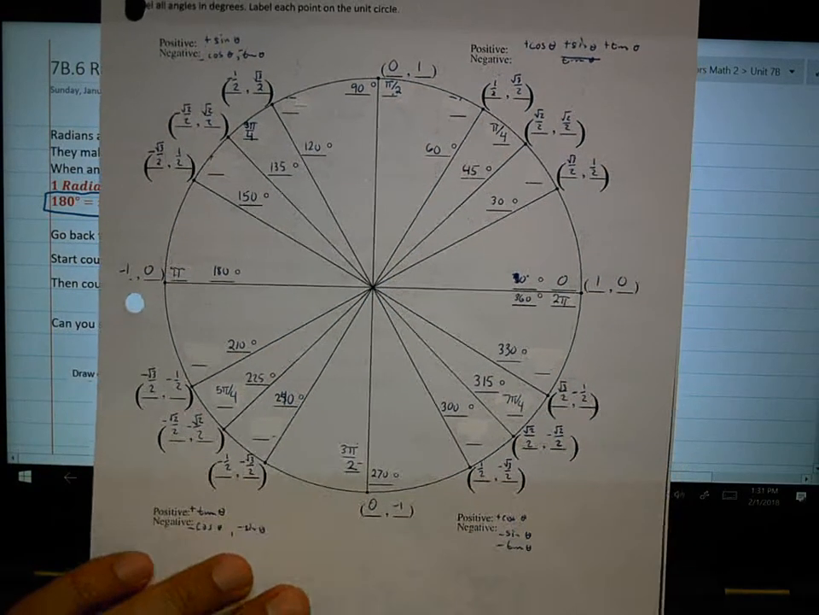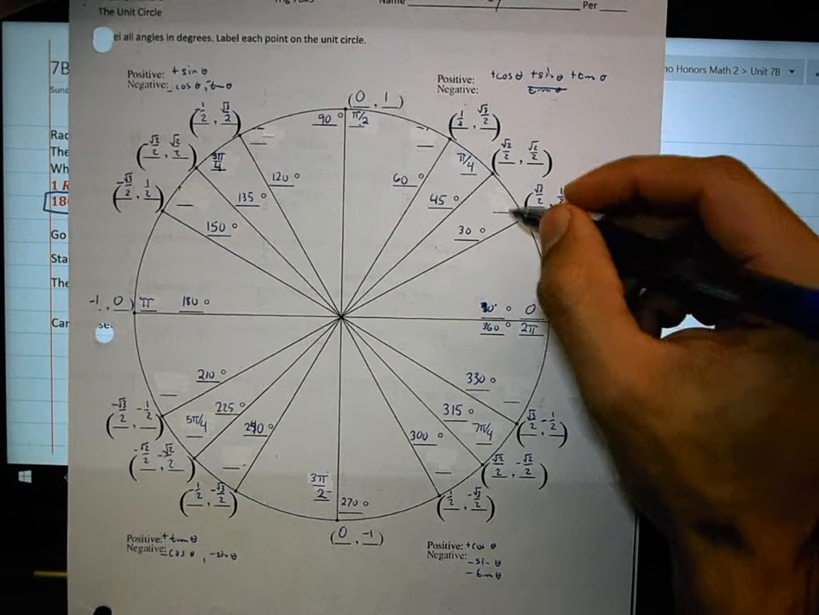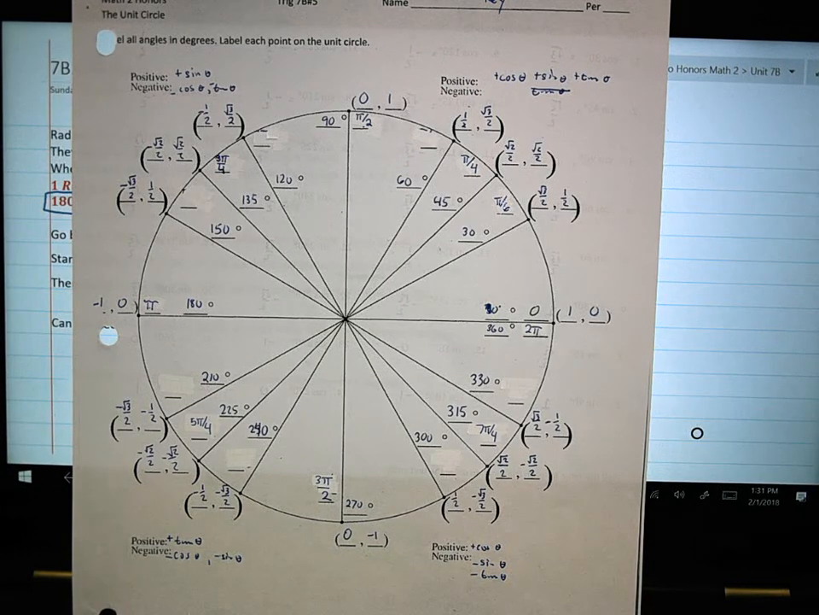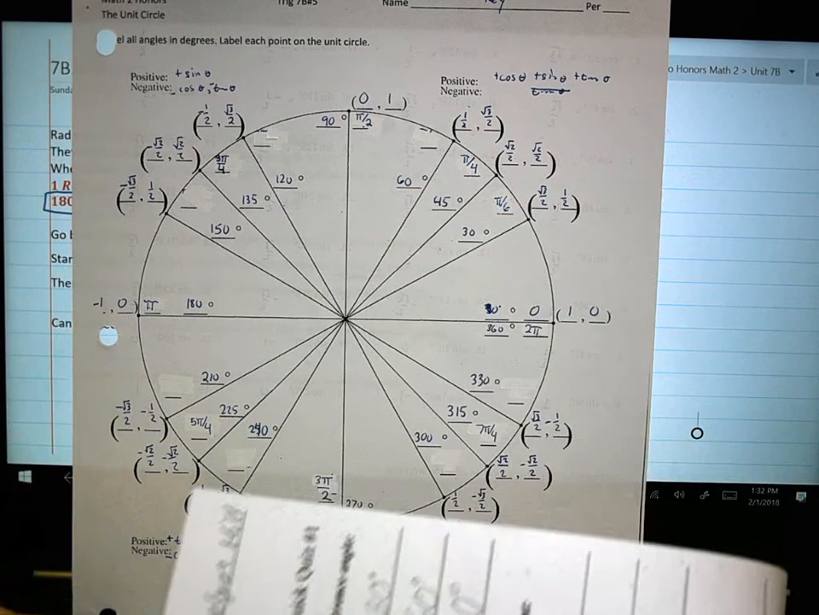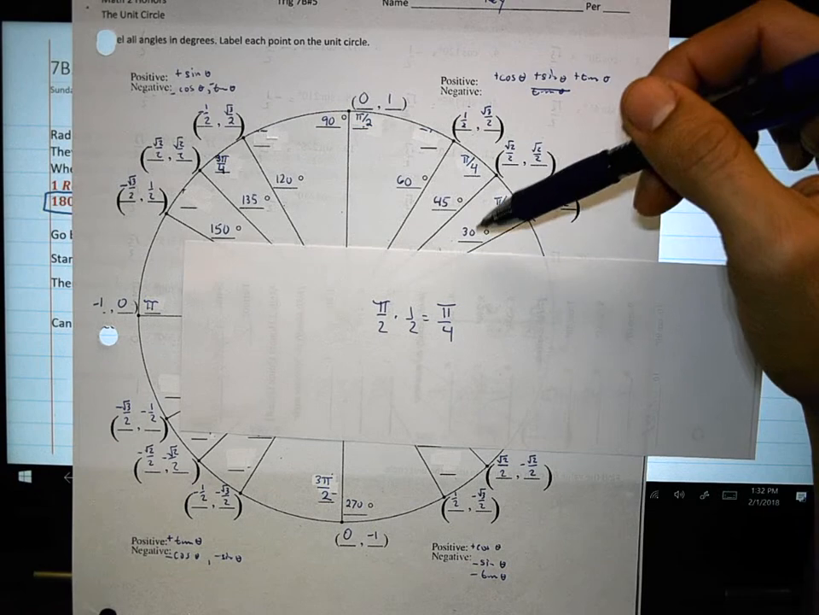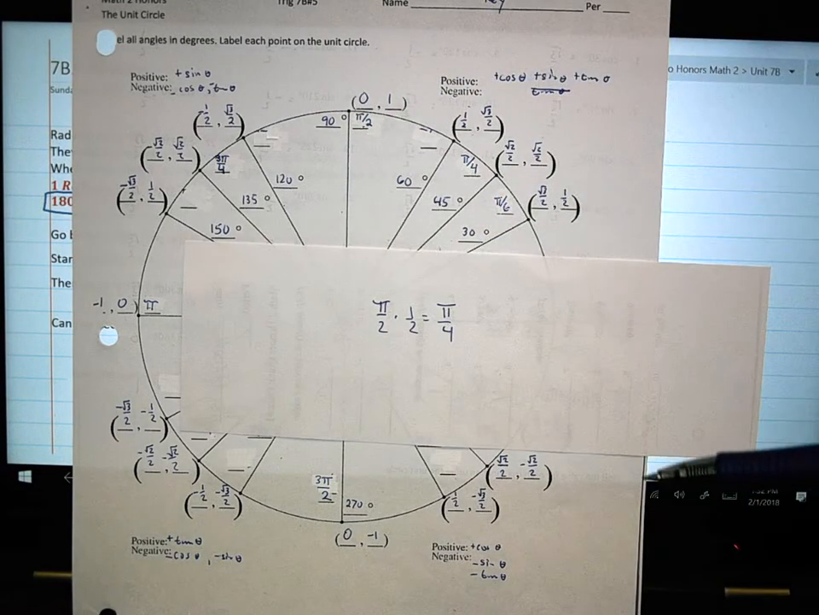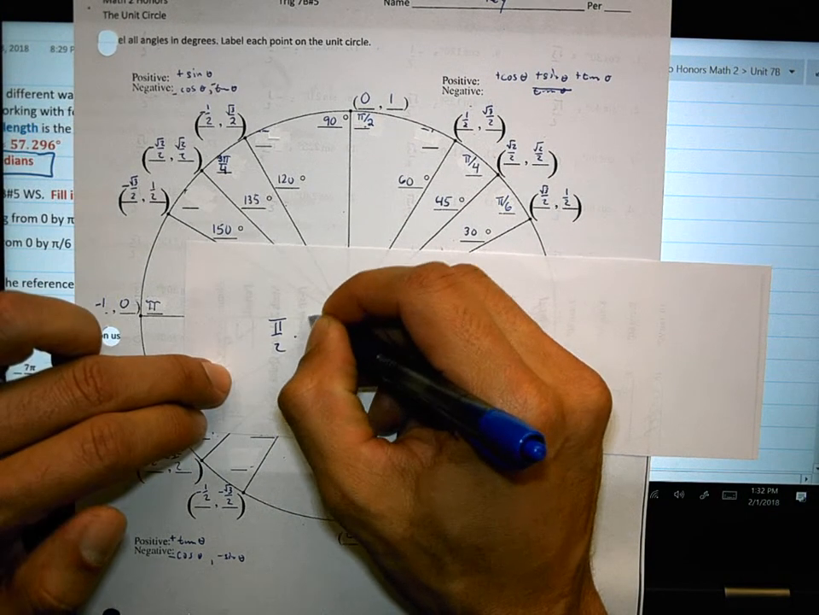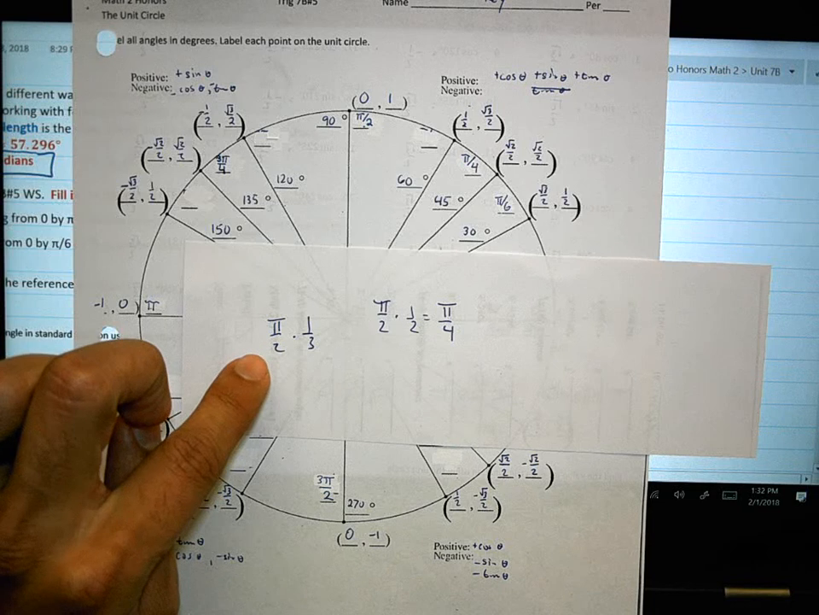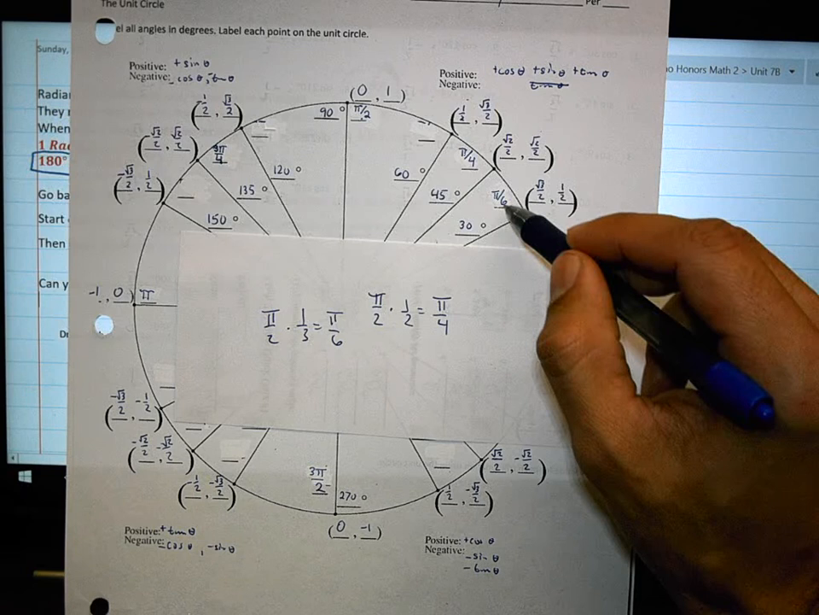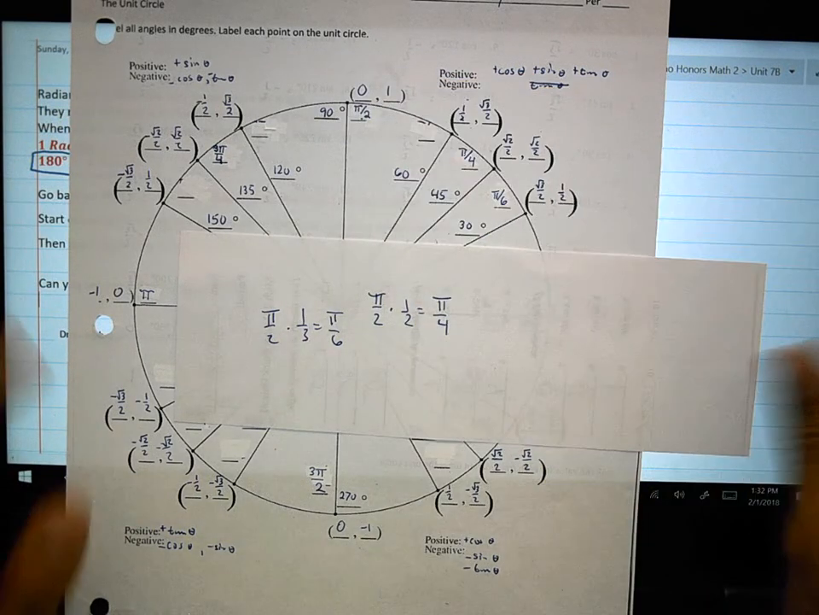Go back to my paper. 30 degrees is what radian? Now I want to prove that to you in one other way before I start counting. I used this young lady's quiz. Let me use it again. 30 degrees is a third of 90 degrees. So if I took pi over 2 and I wanted a third of the radian measure, that's going to equal pi over 6. In case you ever forget how to figure out what this is, just do a third of that and you'll know it's pi over 6.